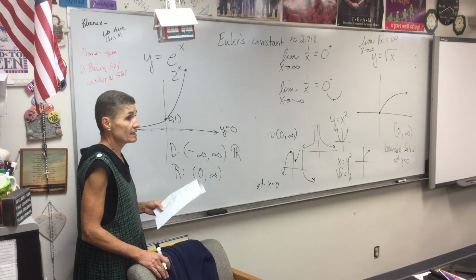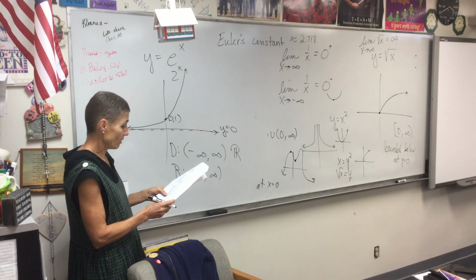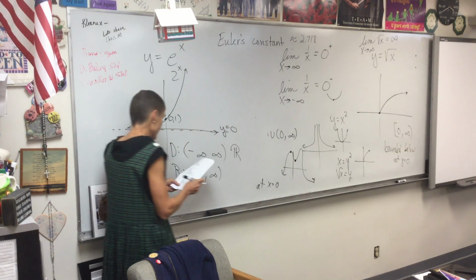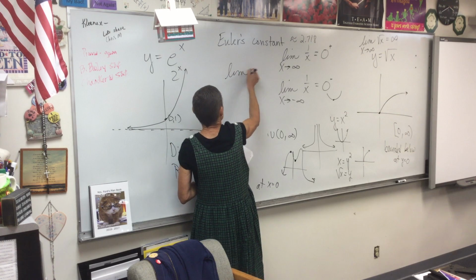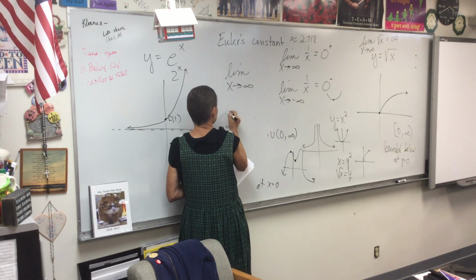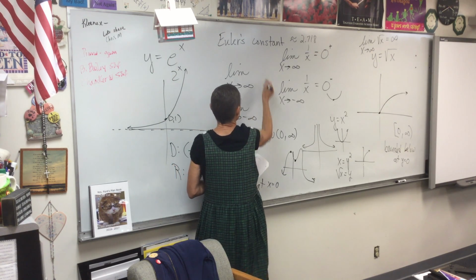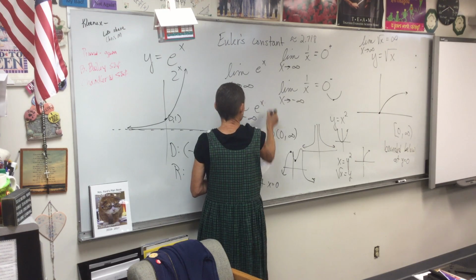No hills and valleys. We got a horizontal asymptote already on there. No vertical asymptotes. And end behavior. That's the limit as x approaches infinity. And the limit as x approaches negative infinity of our function.